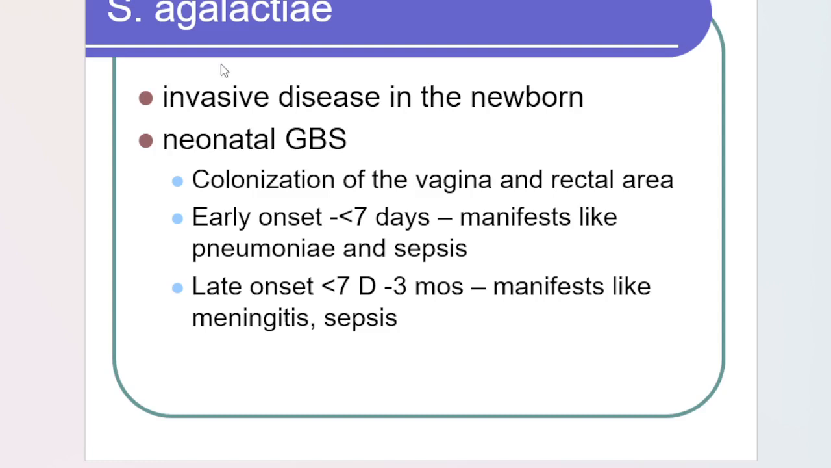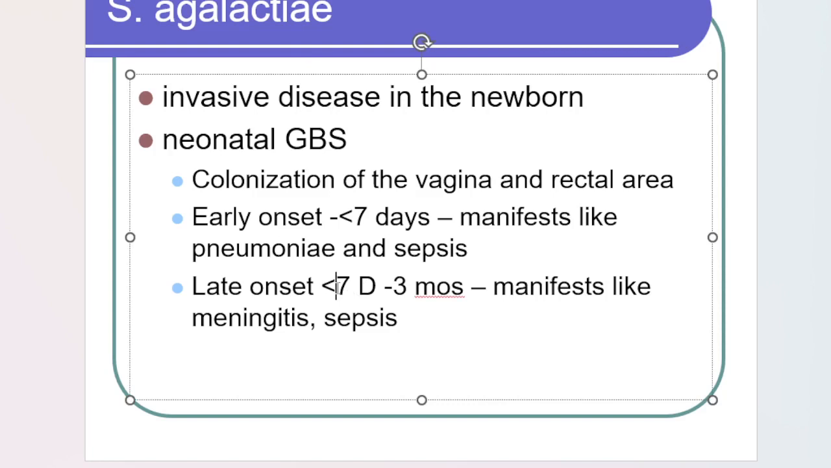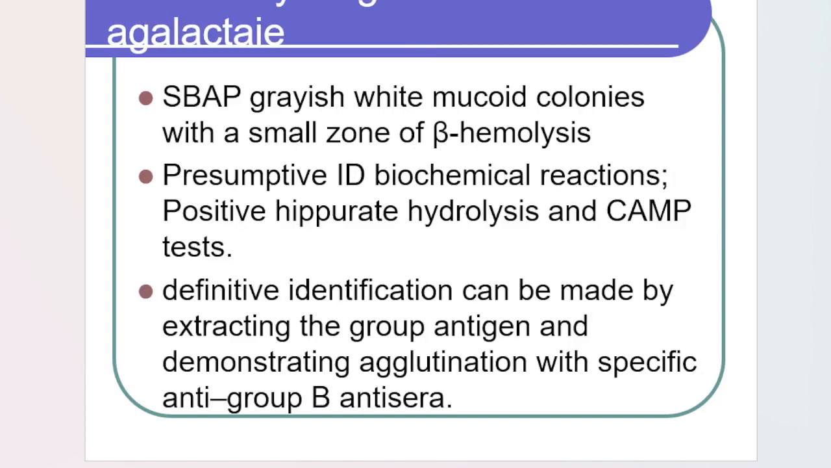Pag late onset, that should be greater than 7 days up to 3 months. So, yung manifestation ng early onset, para siyang pneumonia and sepsis. Pero yung late onset na neonatal group B Streptococcus infection is yung manifestation niya is parang meningitis. It mimics meningitis. So, SBAP, it appears as grayish-white mucoid colonies with small zone ng beta hemolysis. Okay? So, pareho silang beta hemolysis.